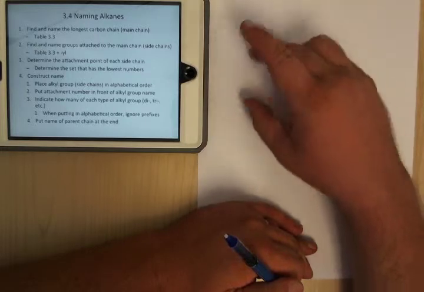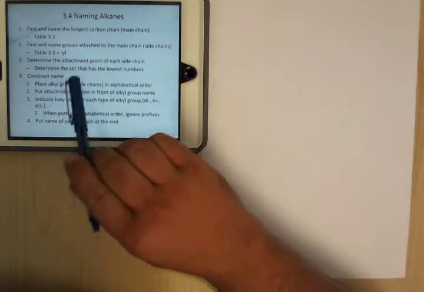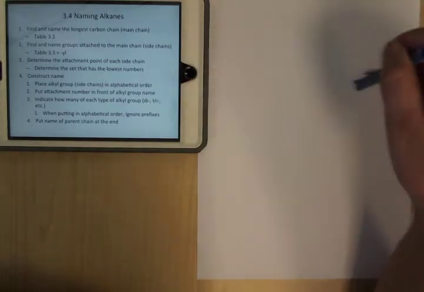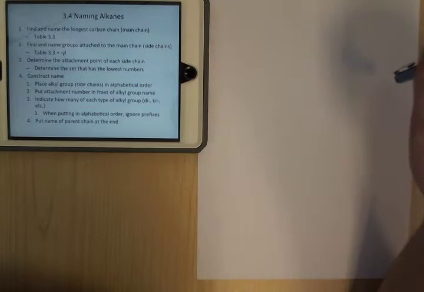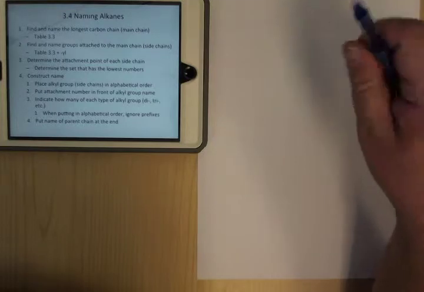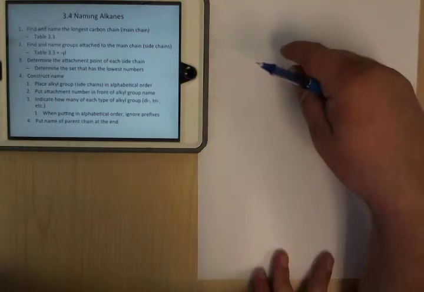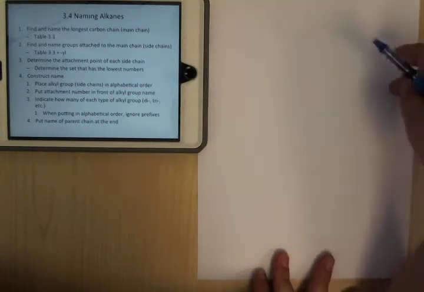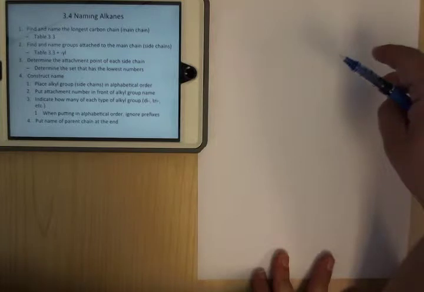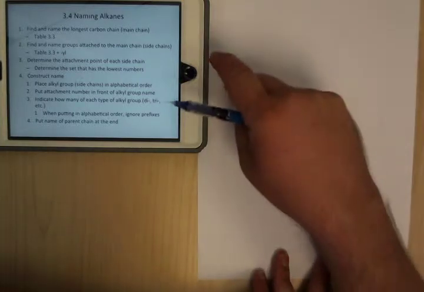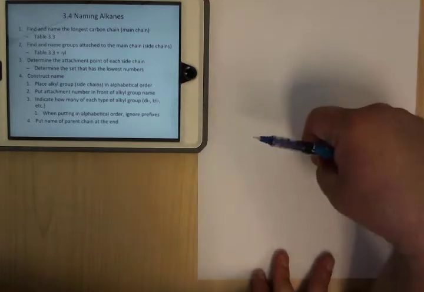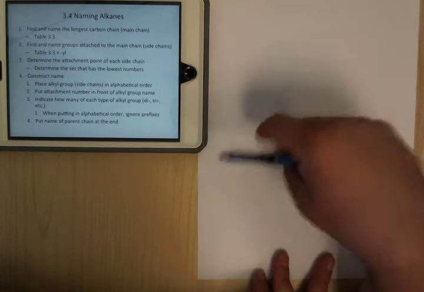From there, we find and name the side chains, the branches off of the main chain, the carbons that are branching away from it, not the ones on the main chain. Those are already numbered and are already part of the main chain. Then we have to find the attachment point. We can start from the left side and count 1, 2, 3, 4, or go from the right side, 1, 2, 3, 4, 5. When you add up those numbers, whichever gives you the smaller number, that's the numbering you want to pick.